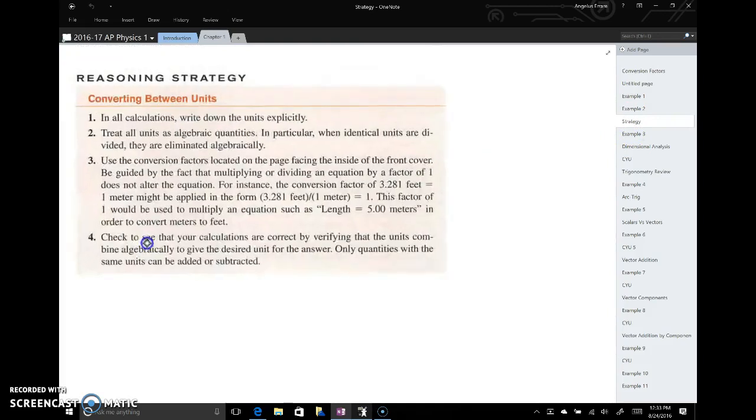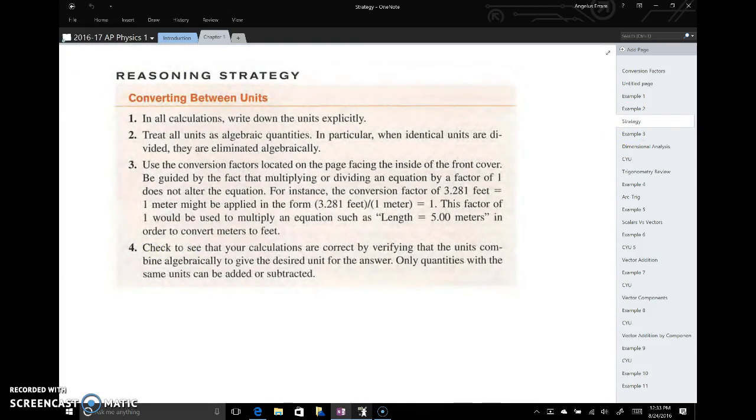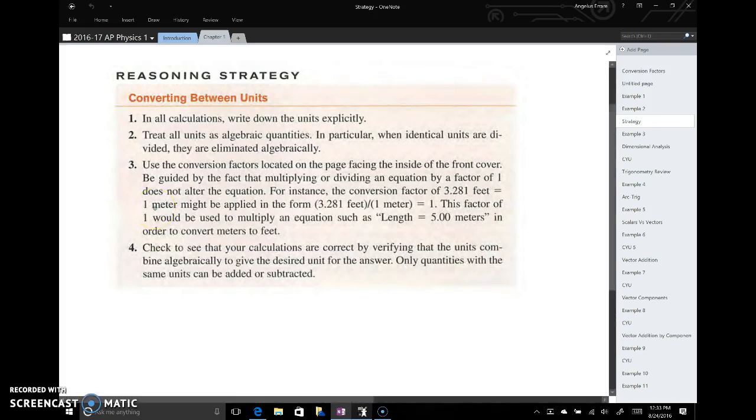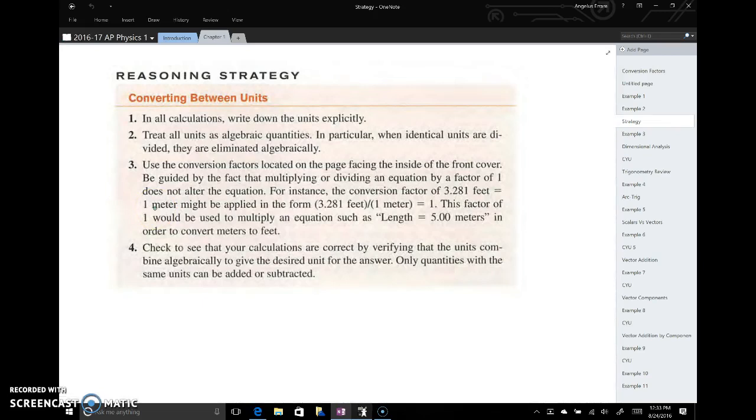There's a little page in my notes here that comes from your book that gives you a strategy or a layout of how to attack these problems. You might want to read through this as it gives you a nice organized way of doing these problems, and that's what we're demonstrating here right now.